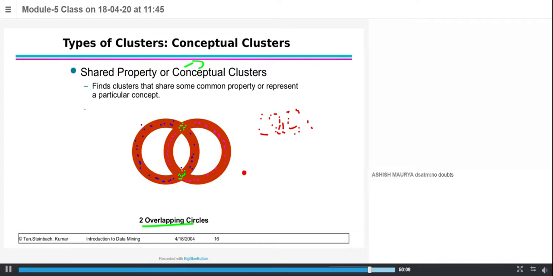This is the basics of clustering: what exactly a cluster means, where it is applied, what the clustering types are, and what the different types of clusters are. These are all basic things. I think at least two questions of module 5 we have already covered today. So I'm going to end this session here itself.